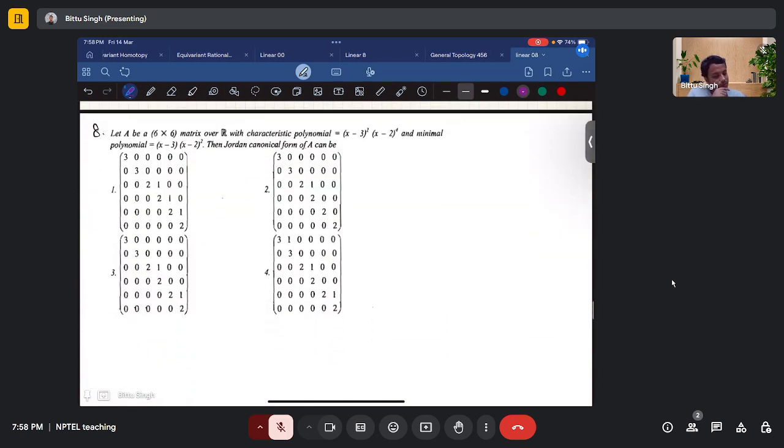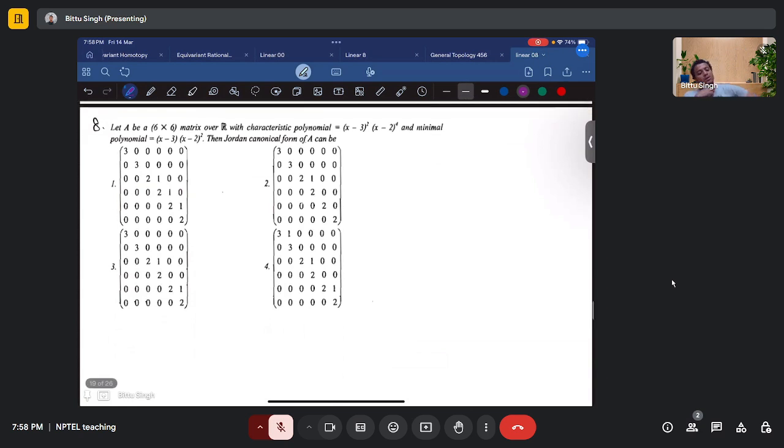Okay, question number 8. This seems like a very complex question, but it is actually very easy to see. The characteristic polynomial is given, and the minimal polynomial is also given. Now, what will be the Jordan block?